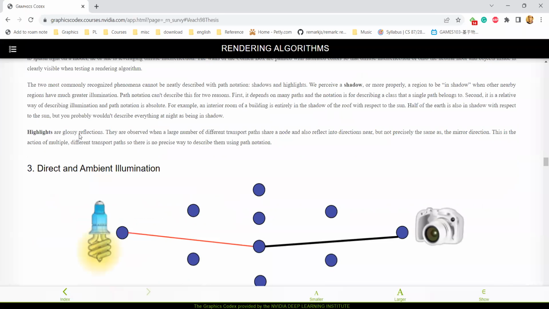Highlights are glossy reflection. They are observed when a large number of different transport passes share a node and also reflect into directions near, but not precisely the same as, the mirror. This is the action of multiple different transport passes, so there is no perceived way to describe them using path notation, because path notation only describes one path.